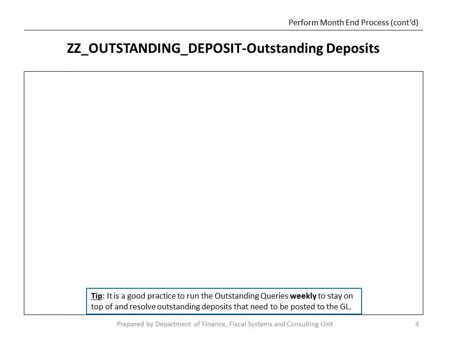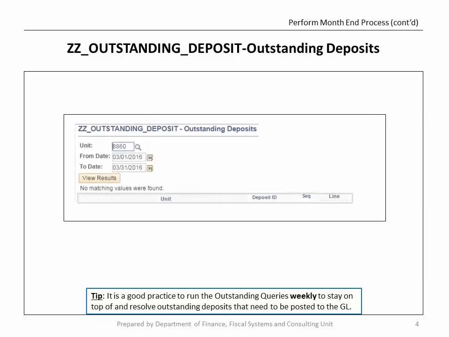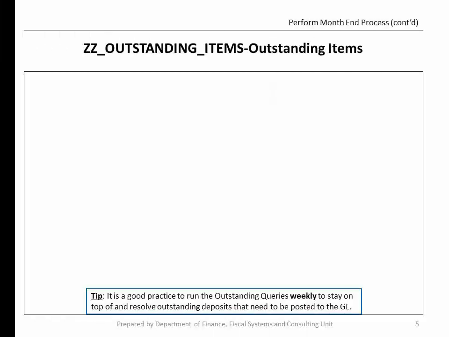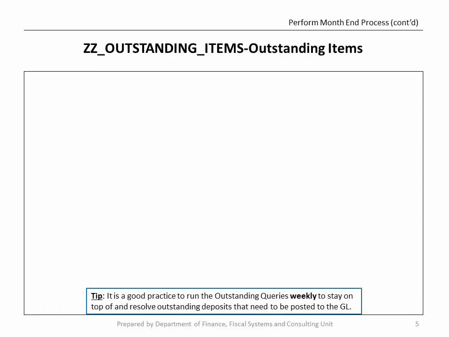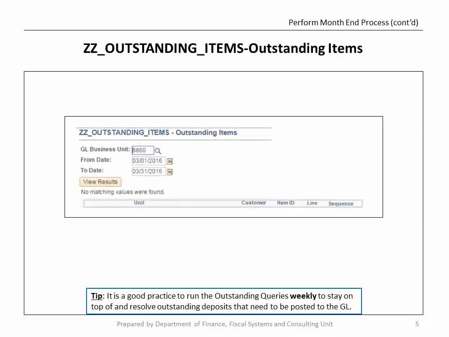After clicking the HTML link for the ZZ Outstanding Deposits query, the query page will display. Enter the business unit and date parameters for your query. Then click View Results. After clicking the HTML link for the ZZ Outstanding Items query, the query page will display. Enter the business unit and date parameters for your query. Then click View Results.